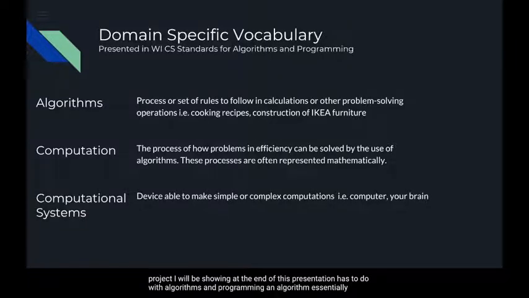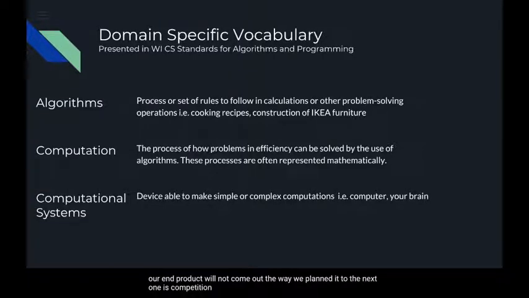An algorithm essentially is a process or set of rules that a computational system must follow when calculating or solving problems. An example of algorithms that you and I might use each day are cooking recipes or construction of IKEA furniture. There is a set sequence of events that we must follow within parameters, and if we don't, our end product will not come out the way we planned it to.